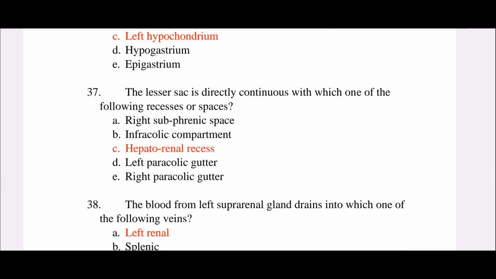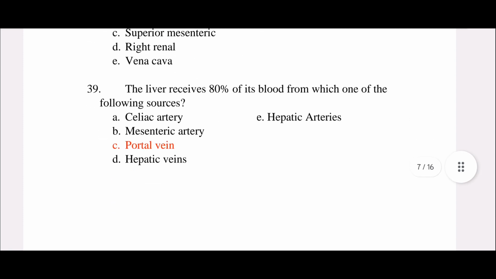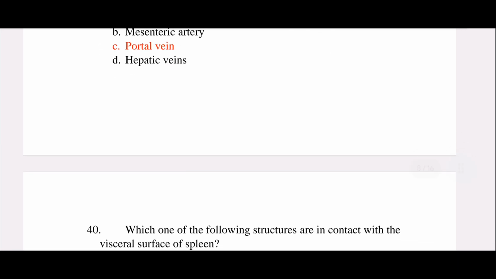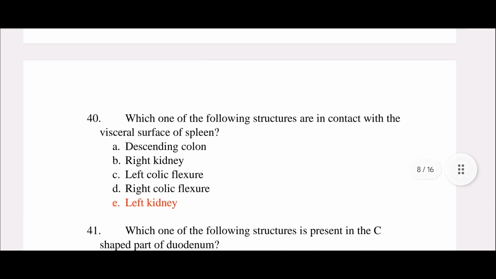37. The lesser sac is directly continuous with which one of the following recesses or spaces? Option C, hepatorenal recess. The blood from the suprarenal gland drains into which one of the following veins? Option A, left renal. The liver receives 80% of its blood from which one of the following sources? Portal vein, option C.